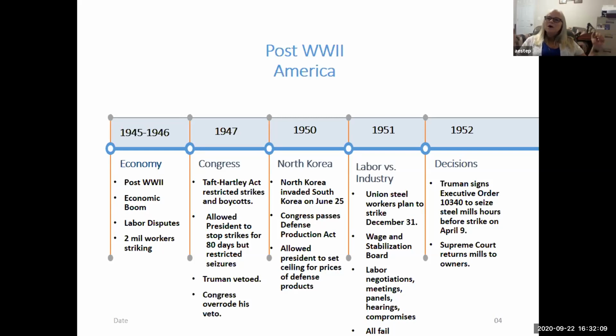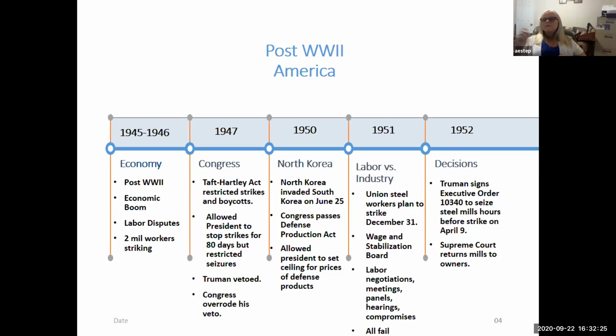He called them the do-nothing Congress. So when it came time, he had to make the decision. He wanted to protect against communism, but he didn't really want to go through Congress to do that. So he went through the United Nations and he sent troops over to Korea.